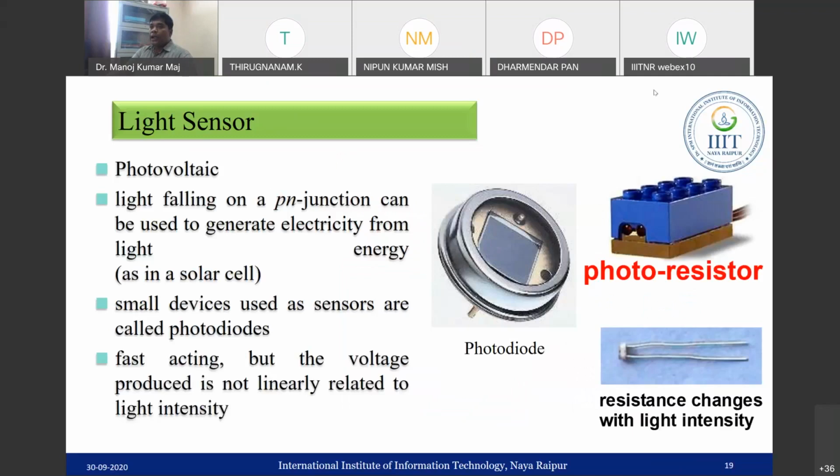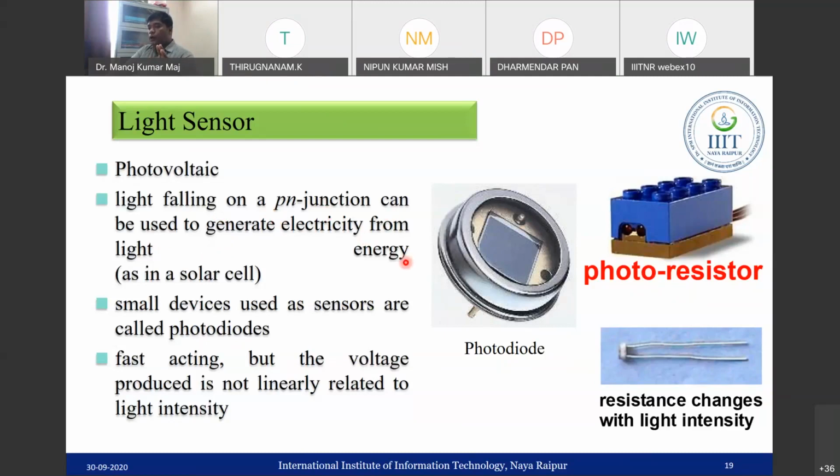Then next one is the light sensor. The light sensor is based on the principle of a photodiode. We can see that the light sensor looks like this, and it is widely available in the market, and we use it in our lab, in our research, in our industry, in our daily life, everywhere. In this case also, it works on the phenomenon of resistance. Mainly we use a PN junction diode, because it is a photodiode, and we all know that a diode is made by a PN junction. Whenever light falls on a PN junction, it can be used to generate electricity from the light energy.